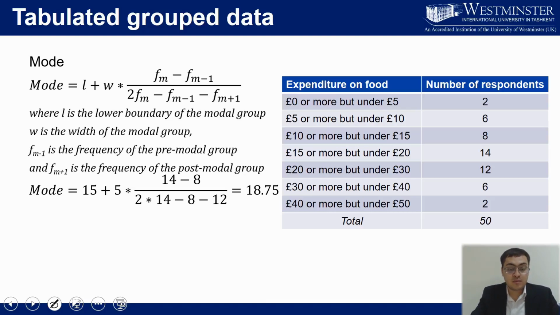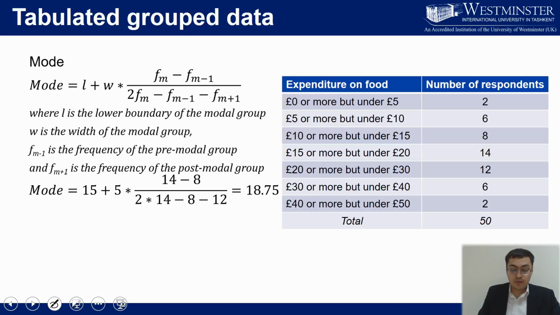So again, it has the same definitions, where L is the lower boundary, but this time not of the median group, but of the modal group. W is the width of the modal group. Let's just apply the formula first, and then we are going to discuss a visual interpretation of what this formula is trying to do.